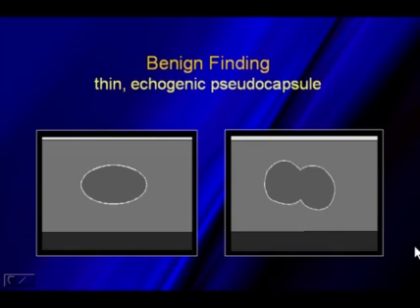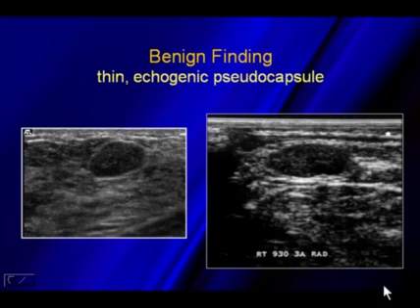As already mentioned, we want to make sure that either elliptical or gently lobulated structure also has a thin echogenic pseudocapsule surrounding it.